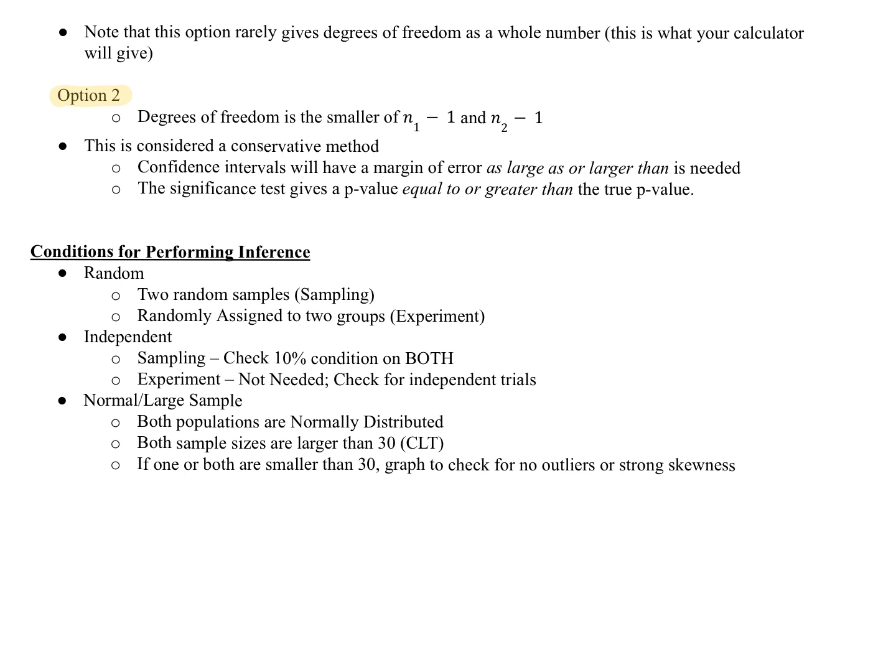And if it's an experiment, it's not needed. You just need to check to make sure that each trial is independent. And then lastly, normal. So either both populations have to be normally distributed, in which case their differences are too, or both sample sizes are large enough, greater than or equal to 30. Now, if neither of those conditions are met and you have your data, you need to check the graph to make sure it is approximately normal.